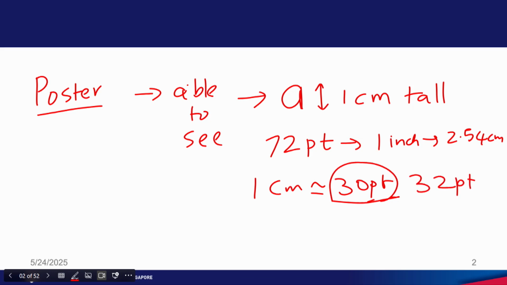Don't have too much text, thereby making your letters too small. I saw posters with 14 point or so. This is not good. So your poster should have fonts of this size, roughly at least.